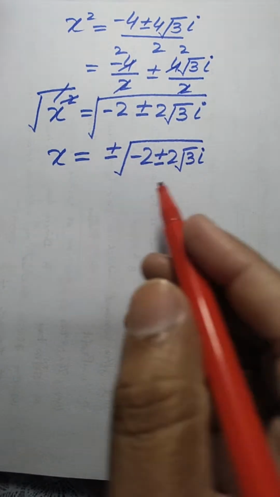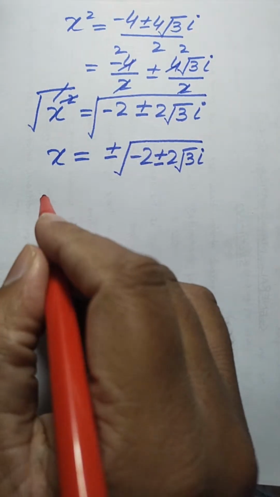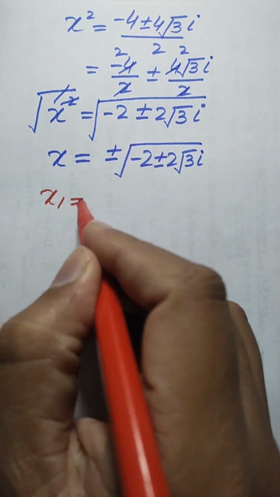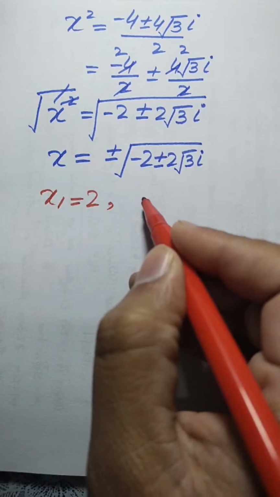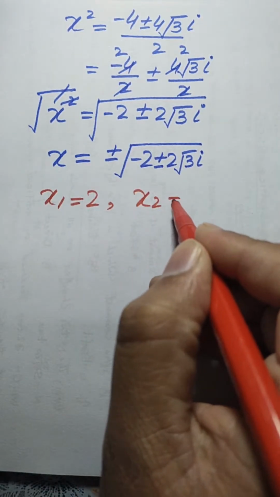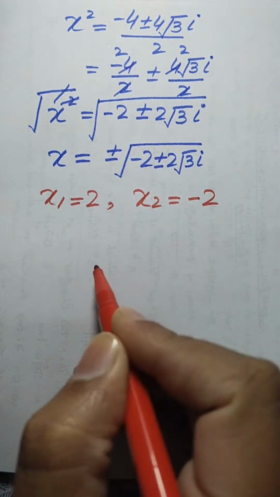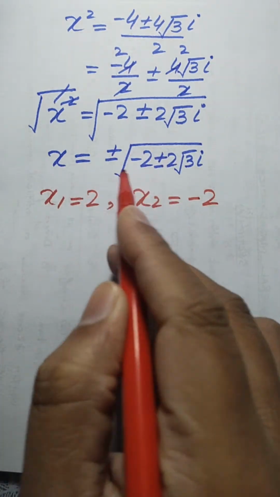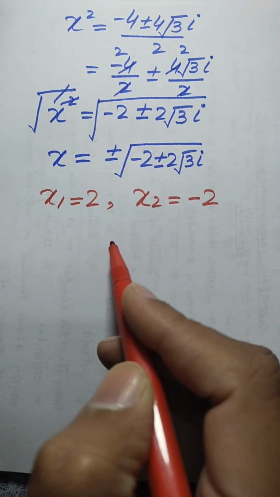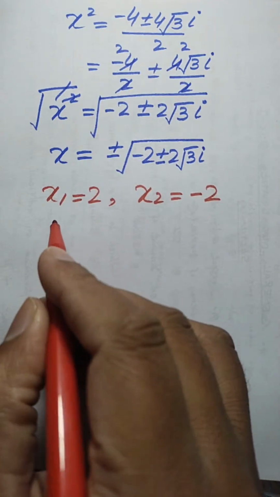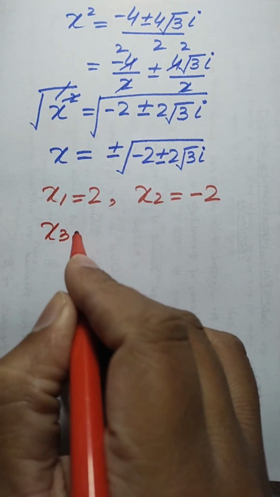So here we have the roots of the given equation. The first root is x1 equals 2, the second root is x2 equals minus 2. These are the first 2 of the total 6 roots of the given equation.